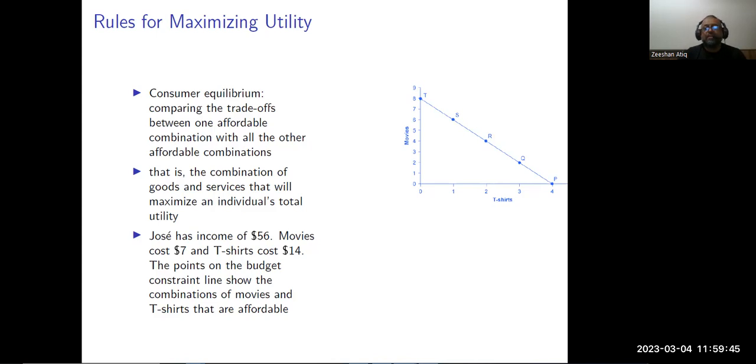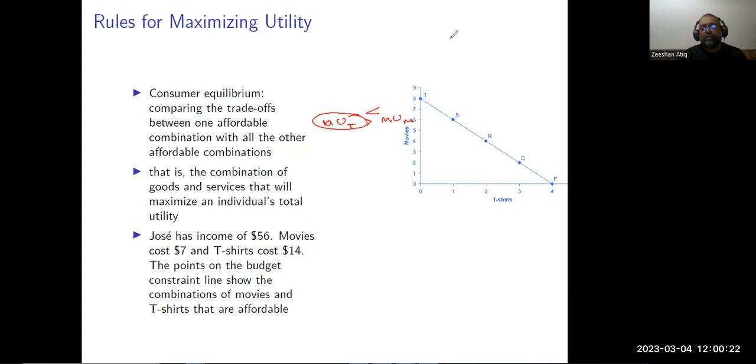To maximize utility, he will be consuming more of the good that gives him more utility. Consider the additional utility that you get from the movies and the additional utility that you get from the t-shirts. If you are getting more utility from the t-shirts than from the movies, Jose will consume more t-shirts and fewer movies. The other way around, he will consume more movies and fewer t-shirts. But since the prices of these two commodities are different, we cannot compare their marginal utilities directly.